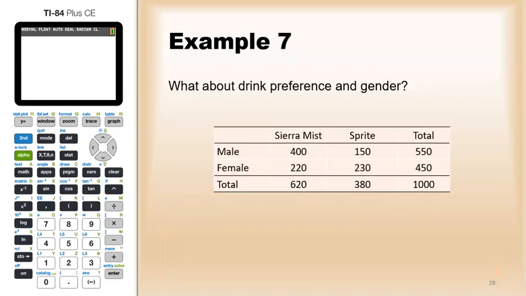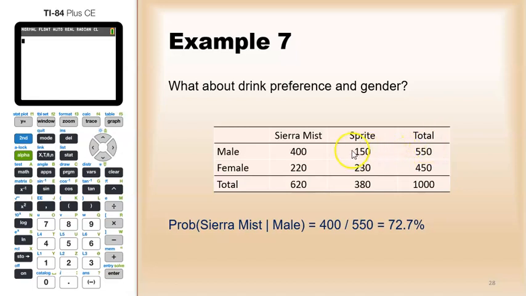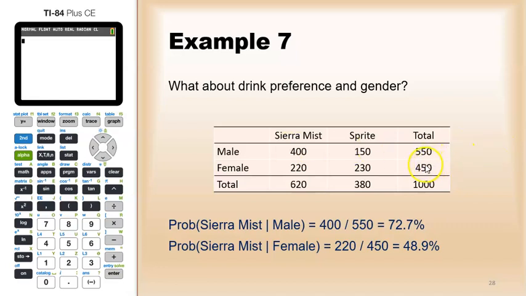What if I want to look at drink preference and gender? If I go about the same way, let's start off with Sierra Mist, given that we're looking at males. Well, there are 550 males overall in the study. 400 of them chose Sierra Mist, so 400 out of 550 is about 73%. On the other hand, if I'm looking at the females, there are 450 females overall. Only 220 of them prefer Sierra Mist. 220 out of 450 is about 49%, considerably less than the males.